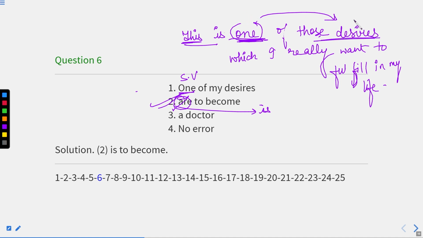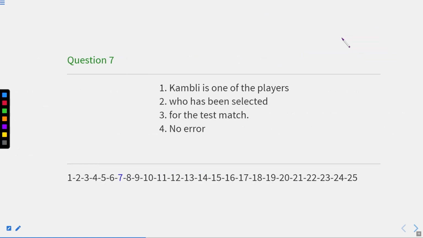Here the subject will be these desires, because here I'm talking about these desires, not only one. Because the subject is actually that which we are talking about. So here we are not talking about one, but we are talking about all the desires which I want to fulfill in my life. Now let us move to the next one.